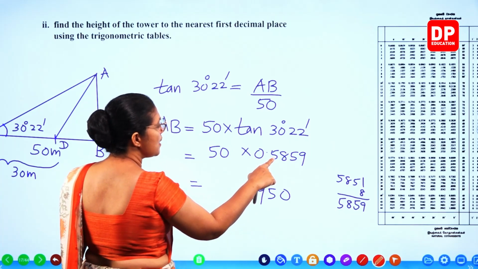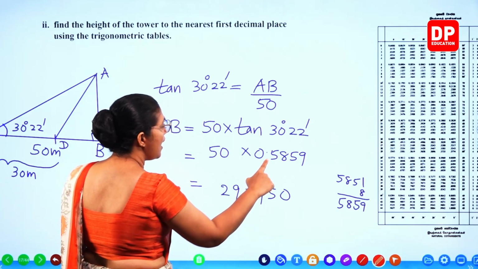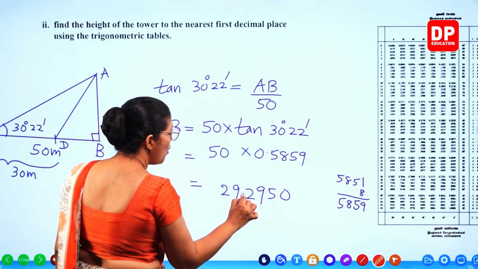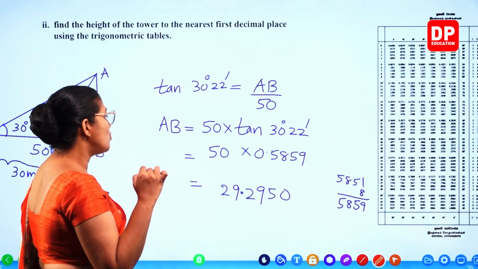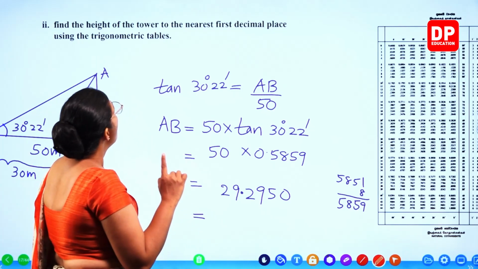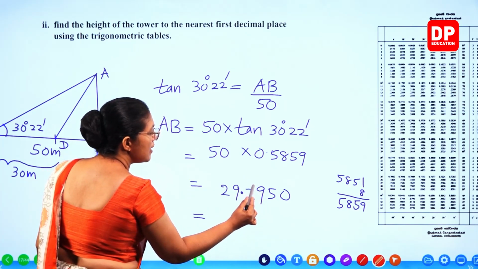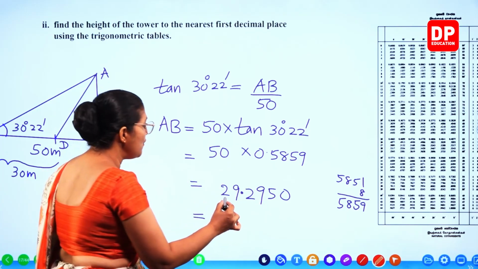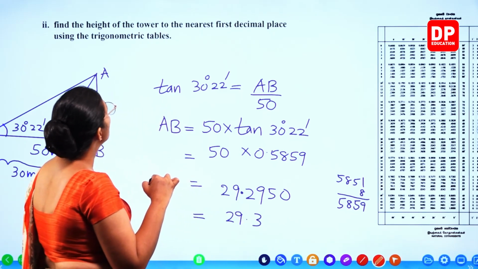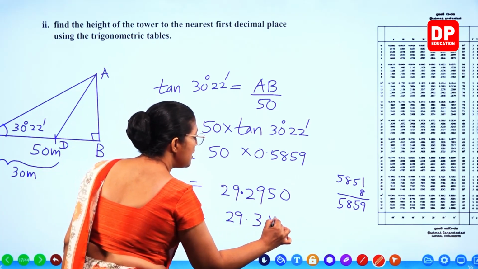4 remaining. 5 times 5, 25 plus 4, 29. And you have to keep 4 decimal places. 1, 2, 3, 4. So you get 29.2950. But you have to round it to 1 decimal place. So 9 is there, so you have to add 1 to the previous one. So 29.3. So this is the height of the tower in meters.